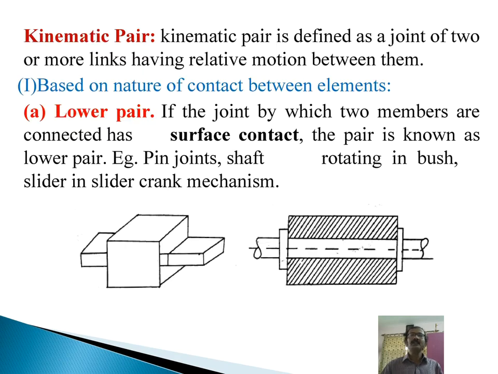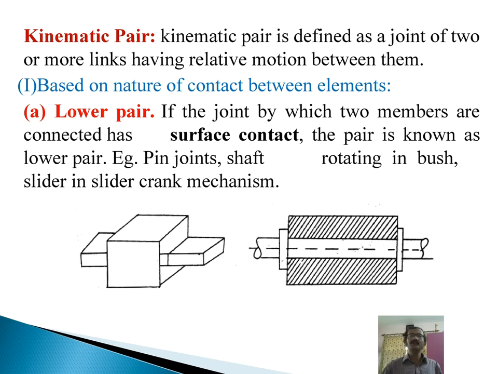Now, what is a kinematic pair? The kinematic pair is defined as the joint of two or more links having relative motion between them. Based on this, kinematic pairs have three categories. Number one, based on the nature of contact between the elements. These come under the category of lower pair as well as higher pair.